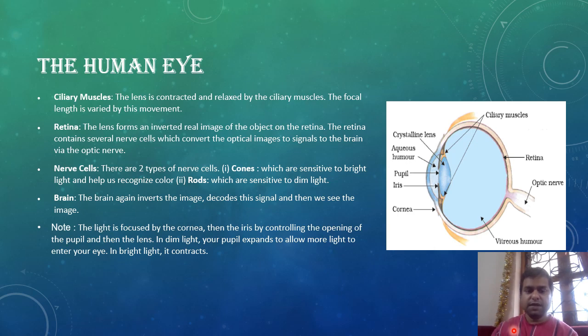So we have been talking about how the light is focused by the cornea, then the iris controls the opening of the pupil, and the lens. In dim light, your pupil expands to allow more light to enter your eye. In bright light, it contracts. So you see what the iris is actually doing. Why does it expand in dim light? So as to enable you to see, and when it opens up more light can come through, and that happens only in dim light or where there is no light at all.